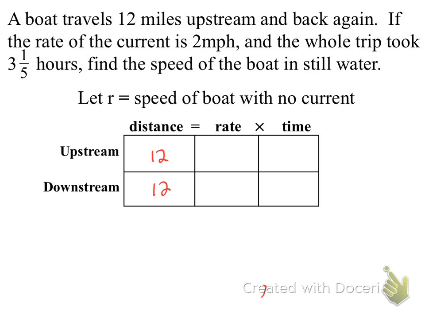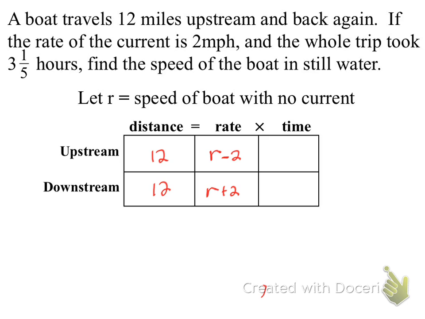Now, if the rate of the current is 2 miles per hour, let's talk about the rate. How are we going to write it? Greg? So there's the speed of the boat R minus 2, because going upstream is going against the current. It slows you down. And going downstream would be R plus 2. It speeds you up by 2 miles per hour.